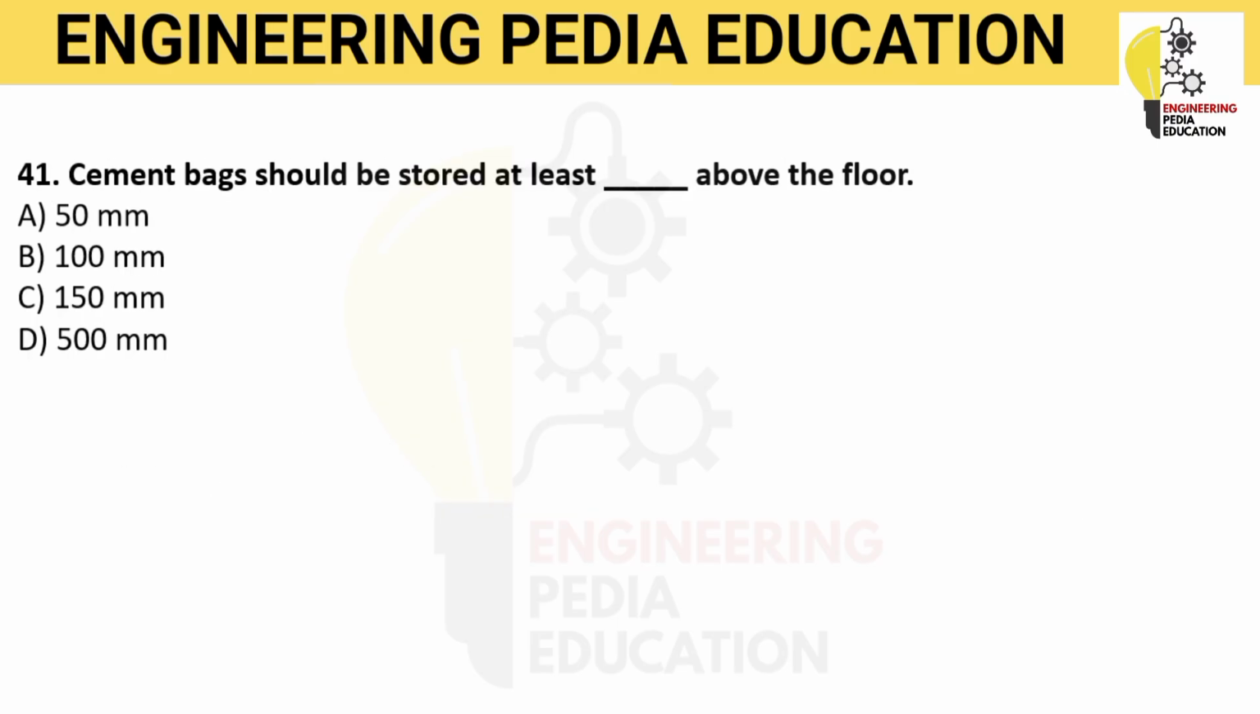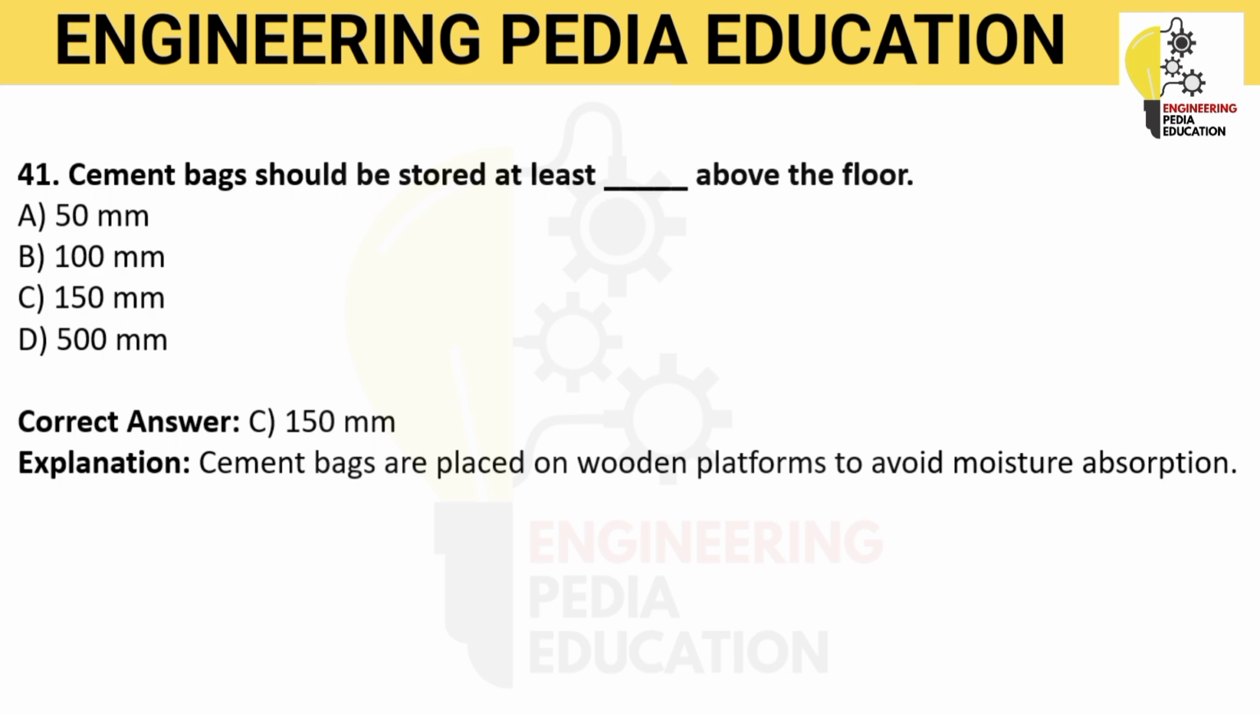A cement bag should be stored at least dash above the floor. So the options are 50 mm, 100 mm, 150 mm, 500 mm. The answer is 150 mm. A cement bag should be stored at least 150 mm to 200 mm, that is 6 to 8 inches, above ground level, using a wooden platform or pallet. Keep bags on a dry wooden plank, store in a moisture-free room, maintain about a 300 mm gap. Stack height should generally not exceed 10 bags to avoid lump formation. Cover with plastic sheet if needed.